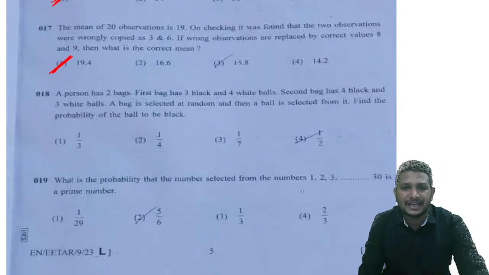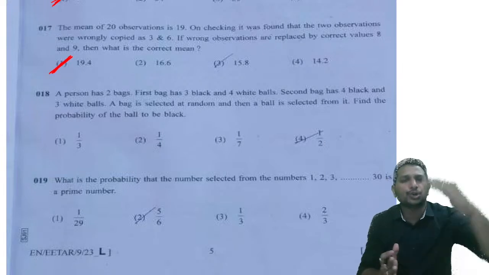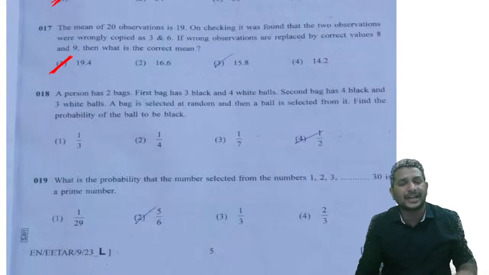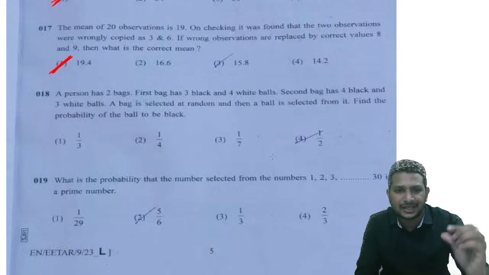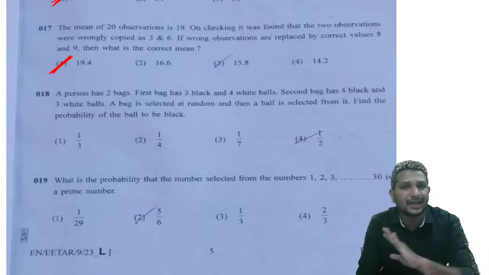Question number 18. We are discussing set L. Okay, don't get confused. Your sets will be in such a way that the questions will be simply jumbled. Don't get confused with that. If you just observe the question, you can check it wherever it is. Okay, questions are just jumbled, they are not changed. Look at question number 18.